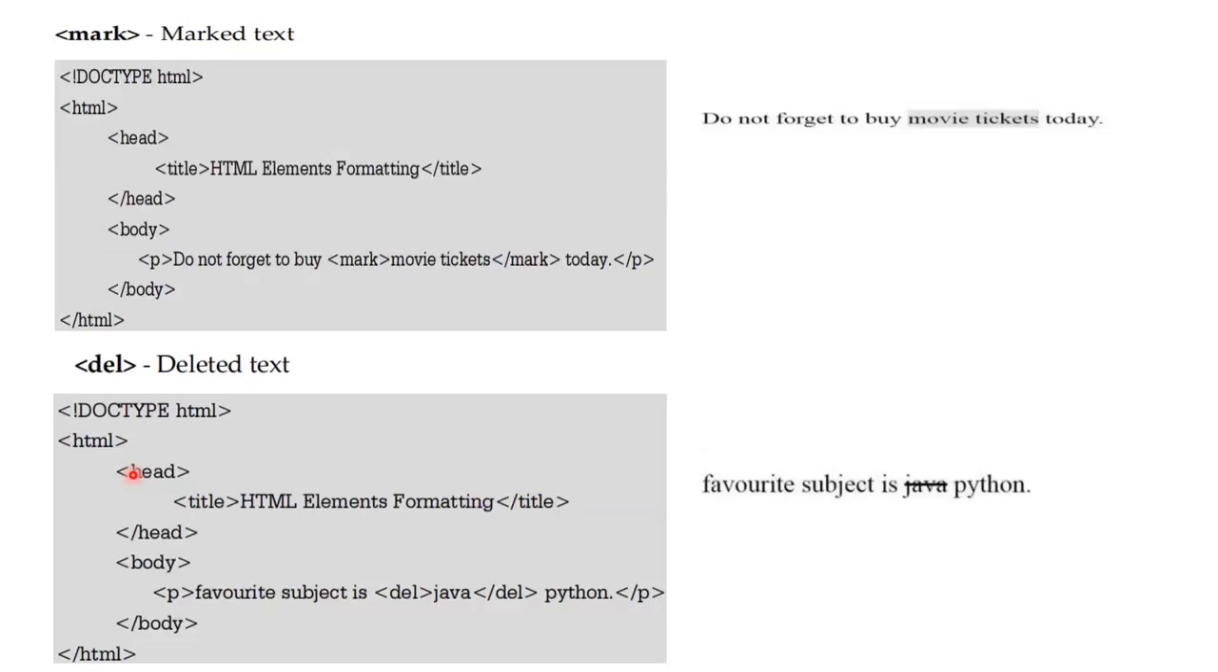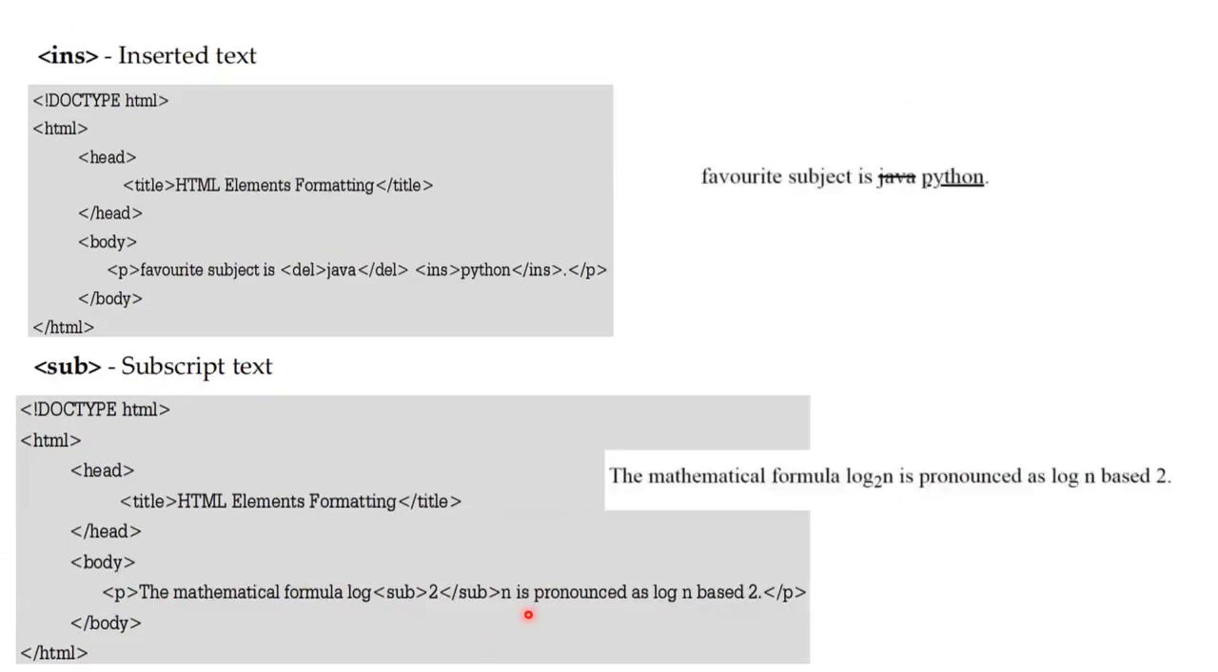Next is the deleted text. See the example here in the output, the line is drawn above the text. So this is the text you want to delete, then include the delete tag within this statement. See here, del, Java and closing of del. Okay, this will bring a strong line over the text.